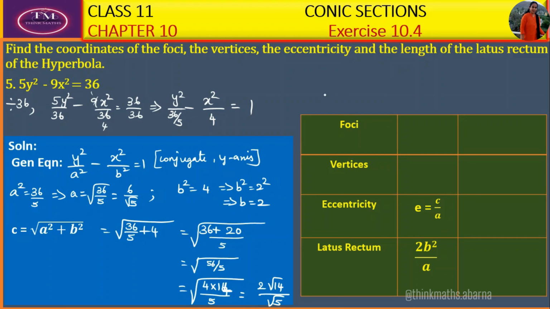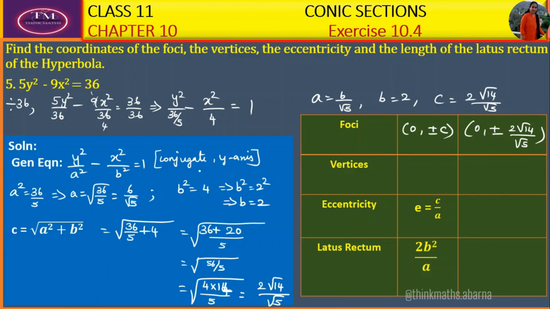Clear? So we got a. a is 6 by root 5. b is 2. And c is 2 root 14 divided by root 5. So these are the values. Now we have to find foci, vertices, eccentricity and latus rectum. So as it is in y-axis, foci will be 0, comma plus or minus c, so it will be 0, comma plus or minus 2 root 14 divided by root 5. And vertices is 0, comma plus or minus a, so it will be 0, comma plus or minus 6 by root 5.